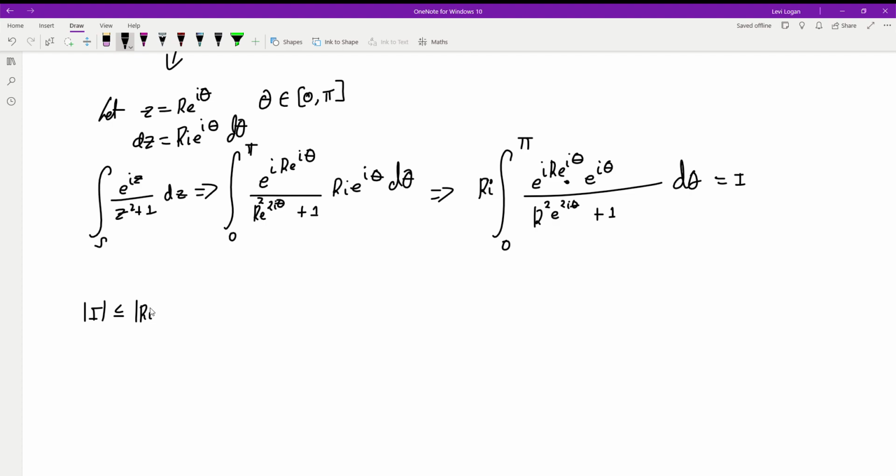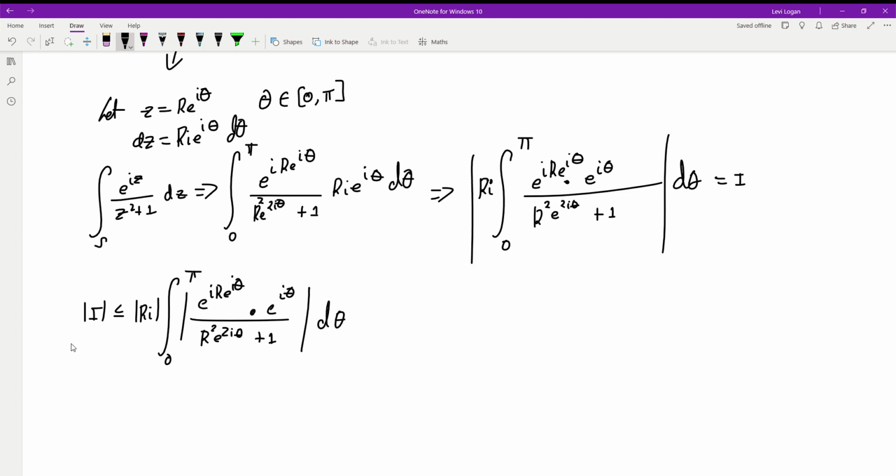So it's going to be less than or equal to the modulus of IR times the integral from 0 to pi, with the modulus on the inside, of e to the IR e to the I theta, multiplied by e to the I theta, divided by r squared e to the 2I theta plus 1, absolute value, d theta. So this integral up here, I put absolute values, that's basically taking this whole integral and putting absolute values on it. Now this integral here is less than or equal to the integral with absolute values on the individual parts, okay? Now, how does this actually help us?